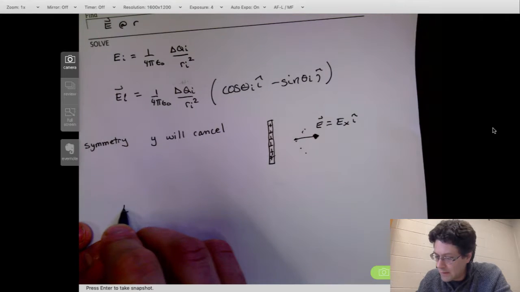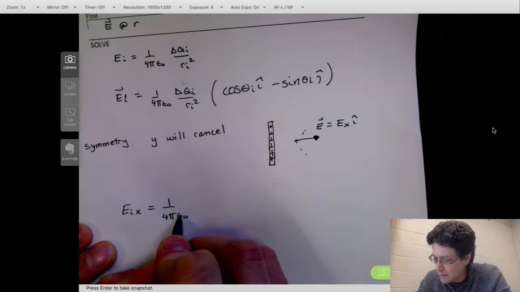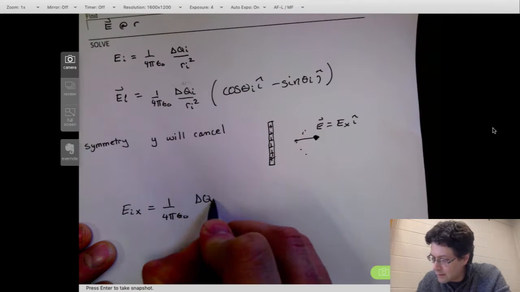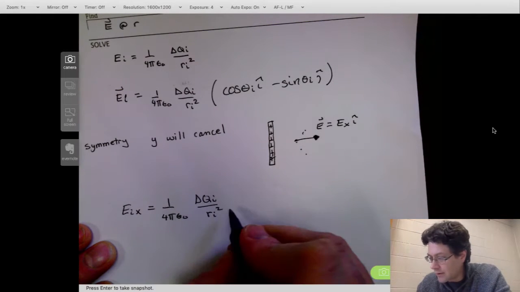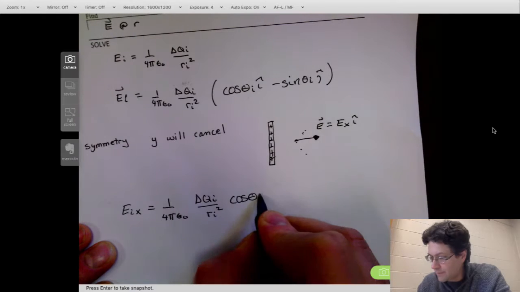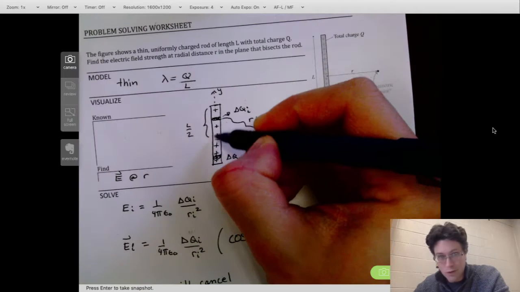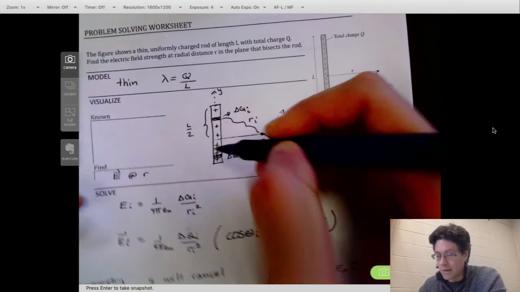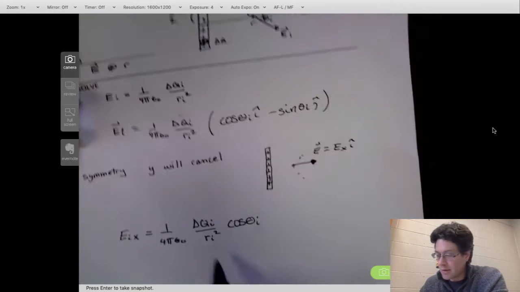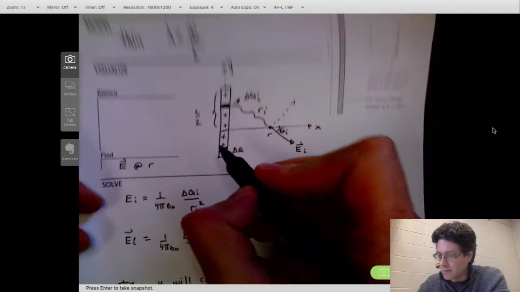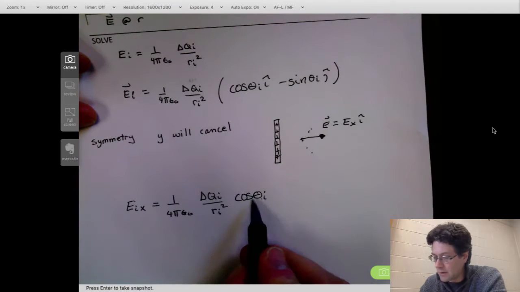Okay, so what is EIX? Let me rewrite this. So I said it's 1 over 4 pi epsilon dot delta QI over RI squared. This is just Coulomb's law. But in the x direction, I don't need the whole thing. I just need the x component. And that is truly the same for all the charges on the bar, but all the charges on the bar will have a different angle. For example, the charge here doesn't have an angle, it's just 0. And they will have a different distance too. Some of these charges are farther away than others. Okay, so these two depend on that.